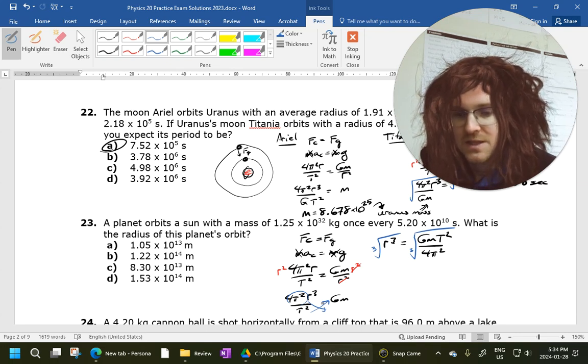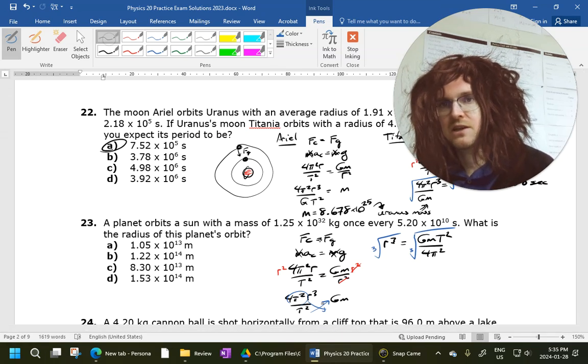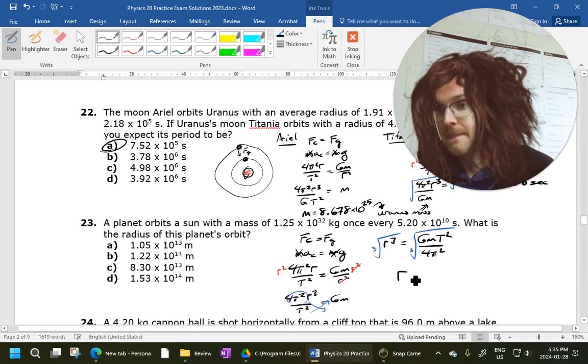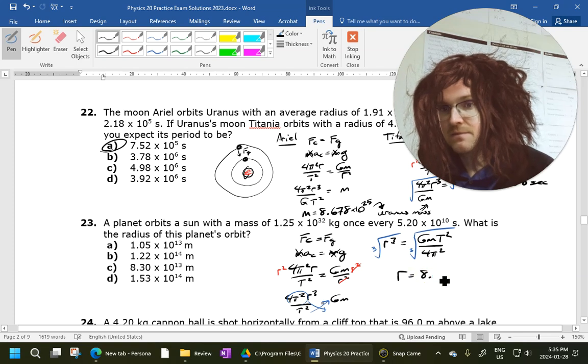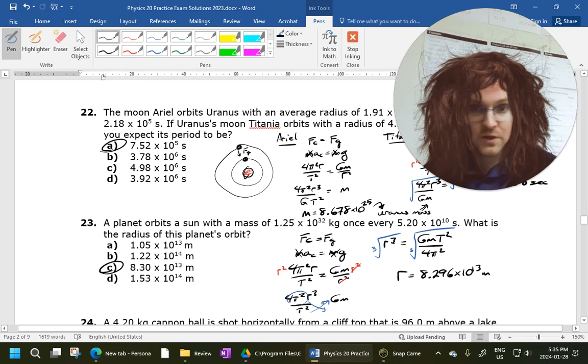I know you can't see what I'm typing in. Hopefully you get the same answer. Remember, find that cube root button. That's in the math section, right? So my radius is 8.296 times 10 to the 13 meters. Blam. Doing pretty good.